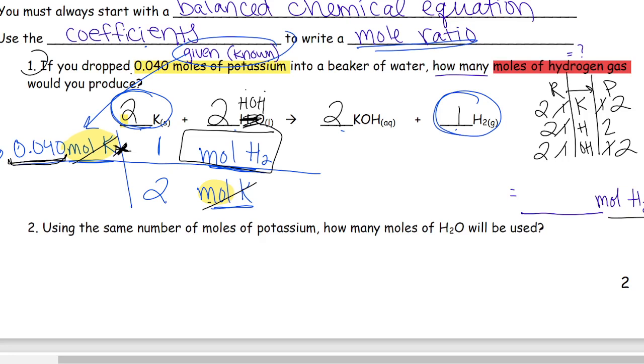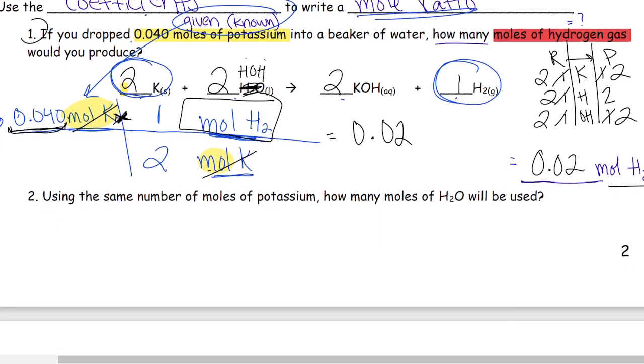So 0.040 divided by 2 equals what? 0.02. And your answer, your final unit, is moles of H2, so you can just go ahead and put that on the line. All right, good with example 1?